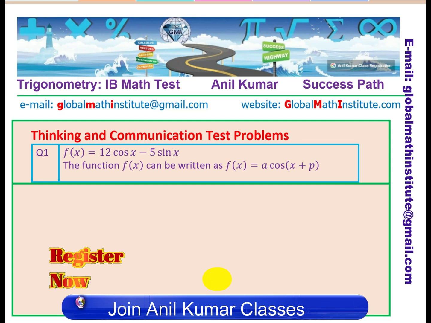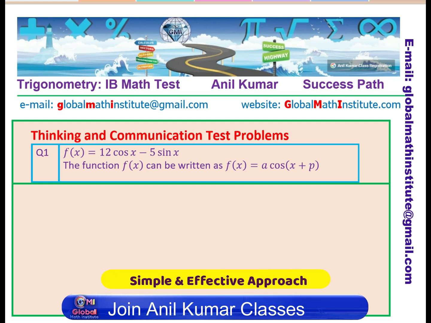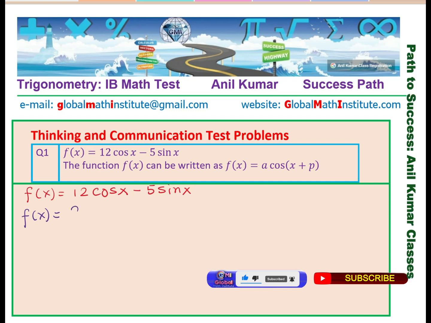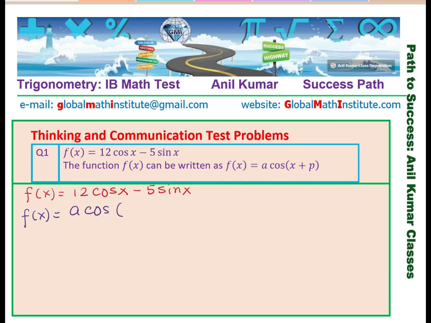We call this equation a harmonic wave equation. So we are given a function which is f of x equals 12 cos x minus 5 sin x. And what we need to do is to write it in the form f of x equals a cos(x + p). So let us expand the second expression, and applying the compound angle formula, we can get this as a cos x cos p minus sin x sin p.